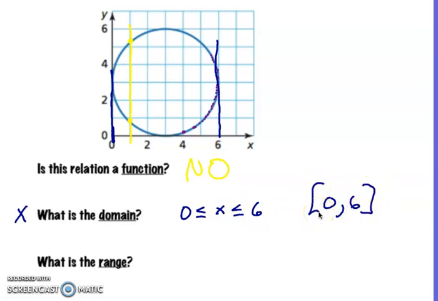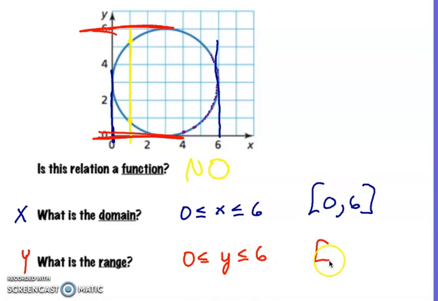The range is the y line, and so it's the lowest that it goes on the y line to the highest that it goes is, again, 0 to 6. So it's going to look almost identical, again, on the y line to do this. And again, they're solid lines, that's why they have brackets, and that's why they have the equal sign with it.